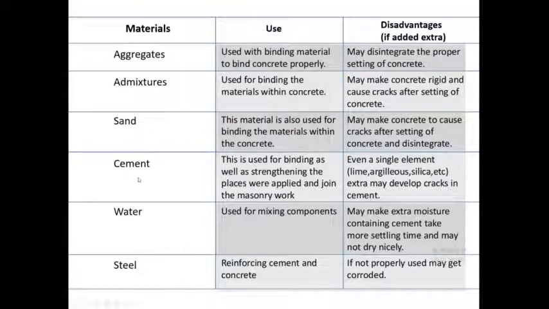Then you have sand and cement. These are the binding materials for concrete. Cement basically is the strengthening and binding material for masonry joints and concrete. And sand is added again as a main component of the concrete. Now cement, sand and aggregate combinedly make a homogeneous mixture. This mixture is dry mixed first. And then admixtures and water are added.